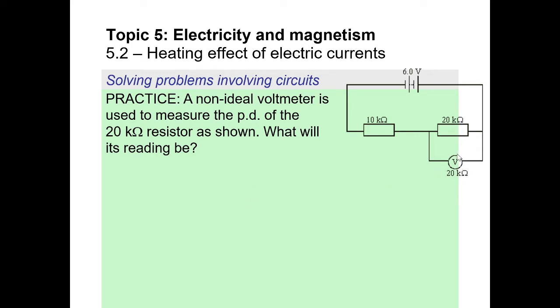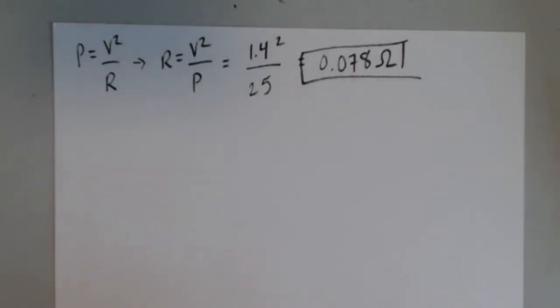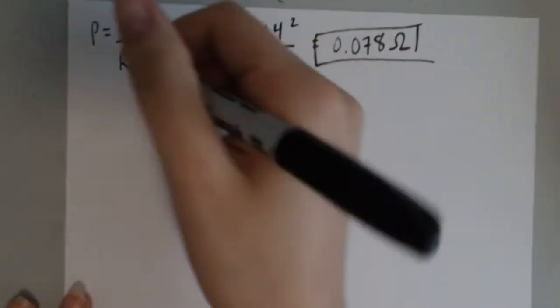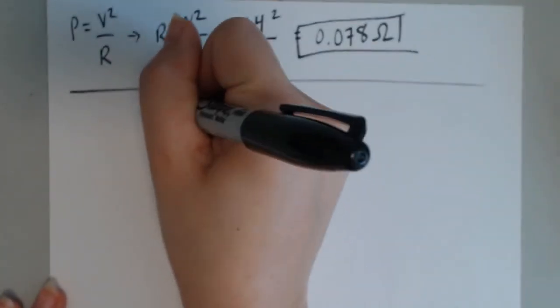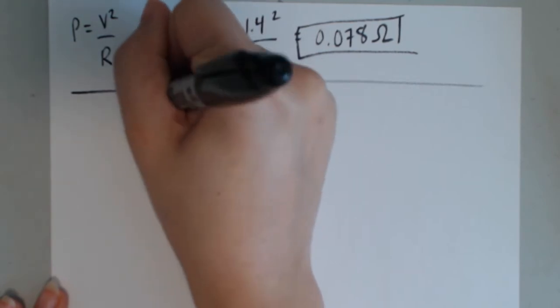So we have to figure out what the reading is going to be. Remember, a voltmeter measures voltage. So we have to figure out what voltage is going to be here. So I'm going to go to my page now, and I'm going to sketch out this circuit. And I suggest you do the same. Or rather, if you have the paper in front of you, I guess you don't really need to.